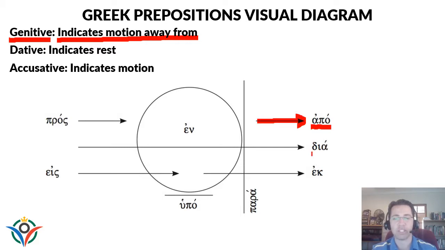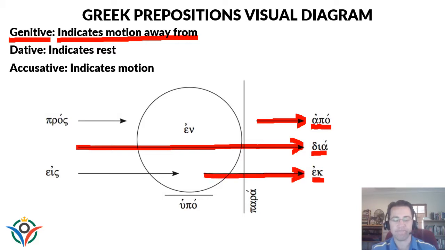Then we have the preposition dia, which can also take its object in the genitive case. And here it's specifically indicating motion through the circle. And then we have ek, the preposition, which is conveying an object that is coming out of the circle.